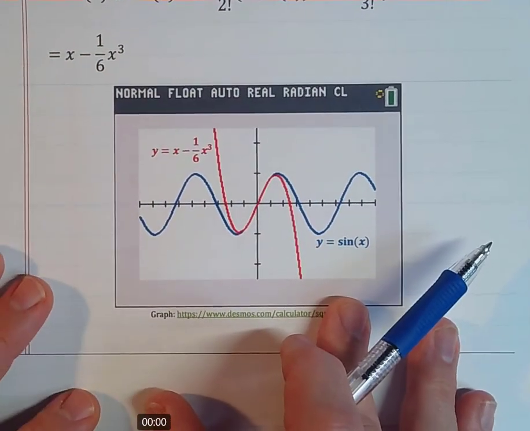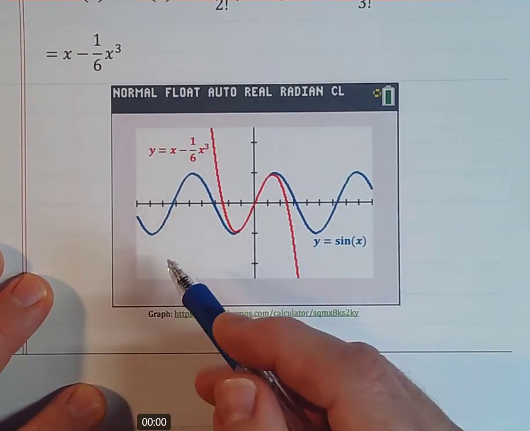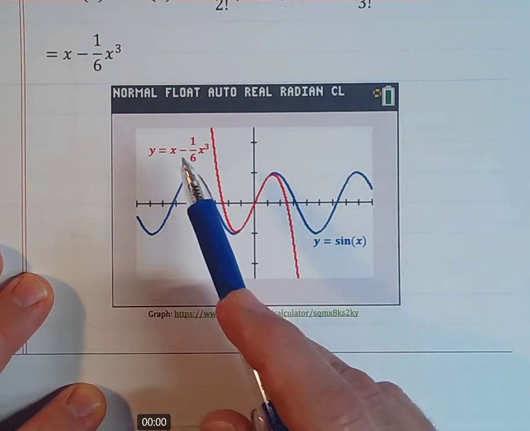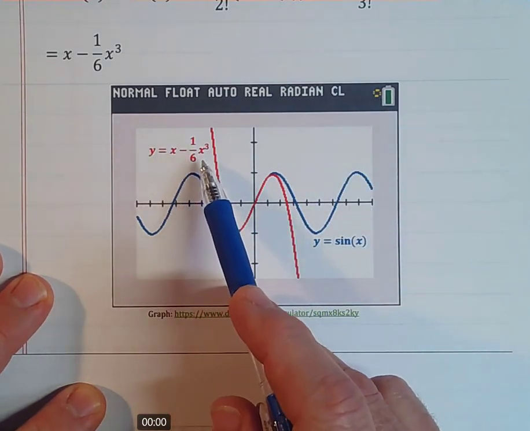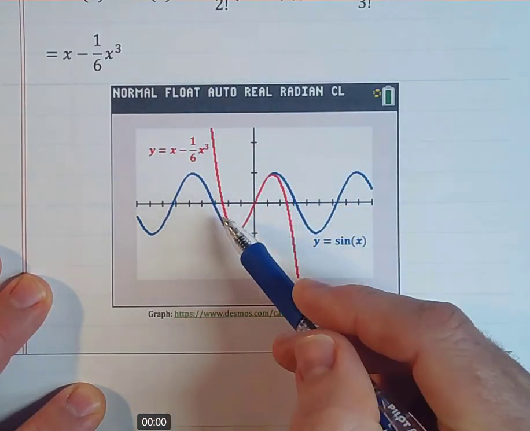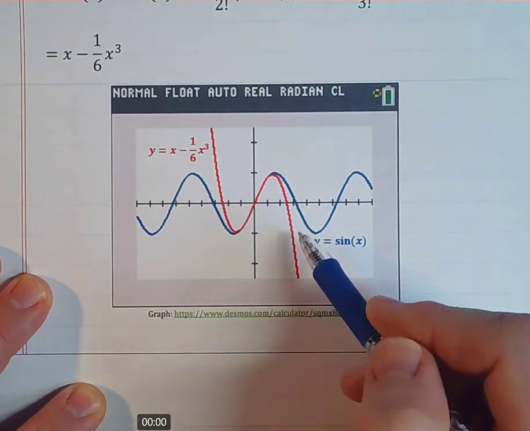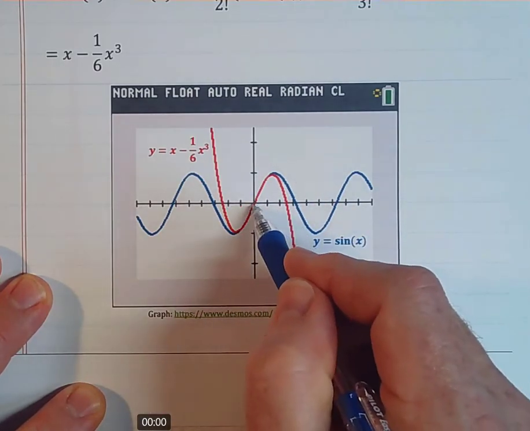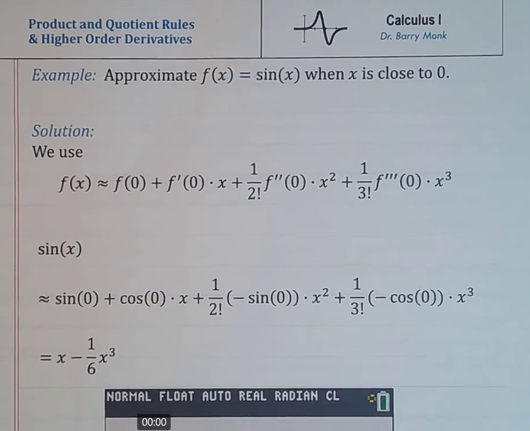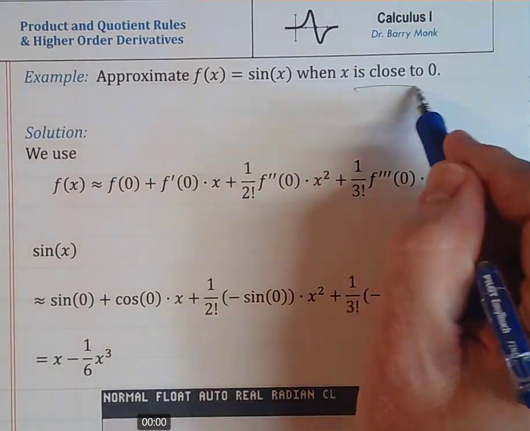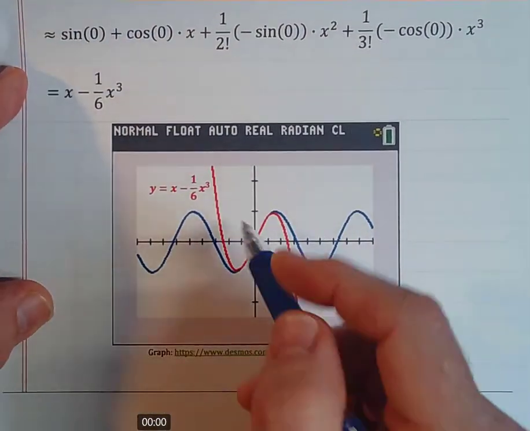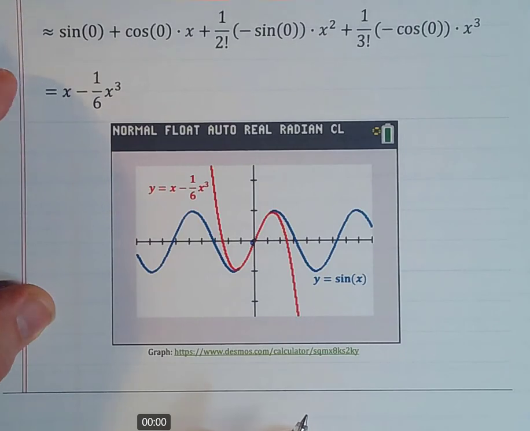We can see here, I've drawn the graph of sine of x. All right, so that's the continuous one here. And here's y equals x minus 1/6 x cubed, this one right here. Well, that's a pretty good approximation of it. However, it's only good when we're close to the point where x equals 0. And that's what we were doing here, we were really just approximating this when x is close to 0. And so that's one way that we use higher order derivatives, is to approximate different types of functions.